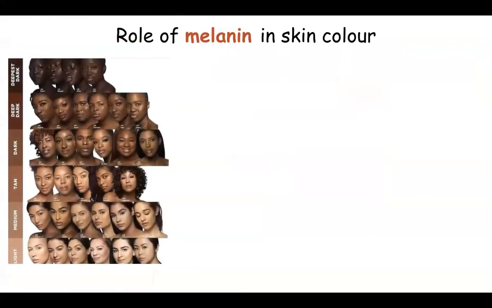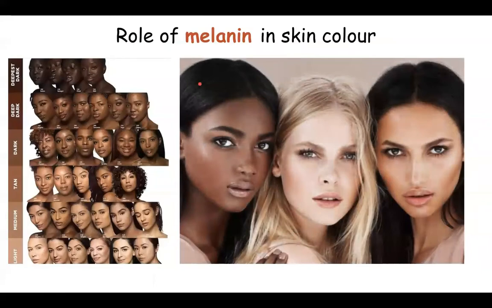Then comes the role of melanin in skin color. Now, we all have different skin color. We may be very fair to very dark. The skin color depends upon the concentration of melanin. If the melanin is concentrated in cells and is not spread, the skin color is light. But if the melanin is uniformly spread, then the skin color becomes dark. So our skin color basically is a manifestation of how concentrated the melanin is inside the skin.